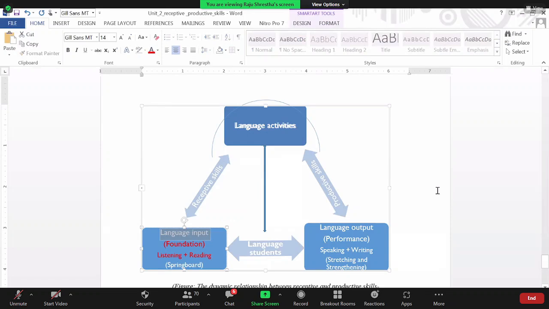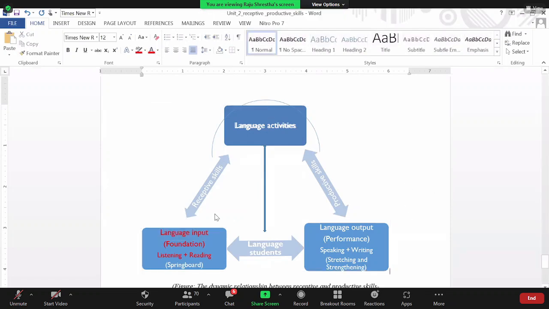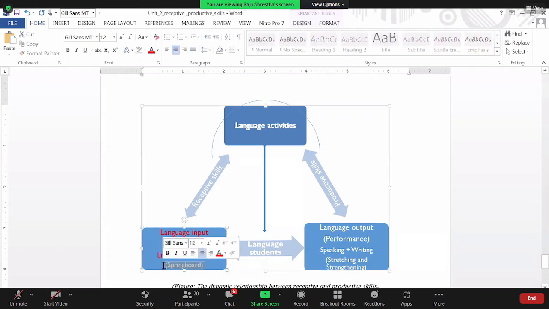So they prepare the foundation, and they play the role of a springboard.